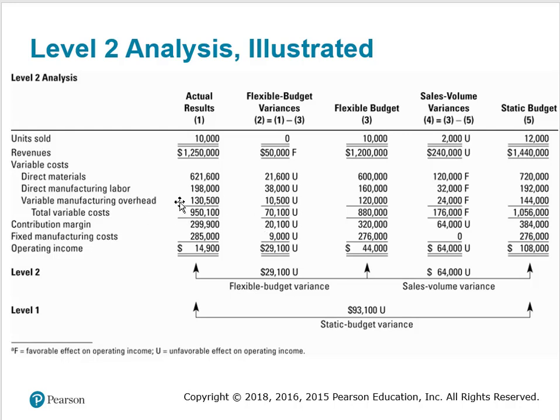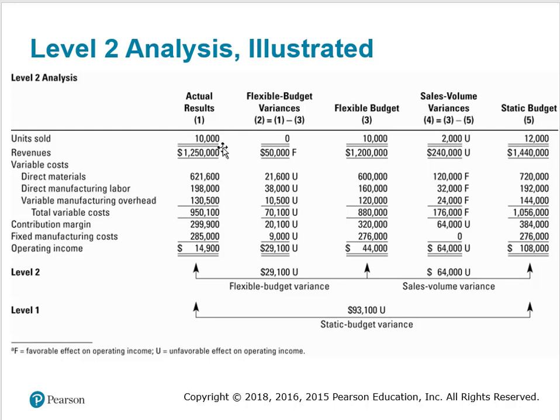Between our actual results and the flexible budget. These variances are the flexible budget variances. They help us understand what results we should have had for the level of volume compared to what was actually obtained. So for example, we thought here we're right on with the units sold.